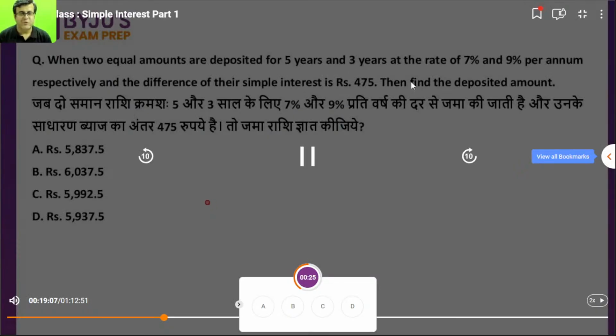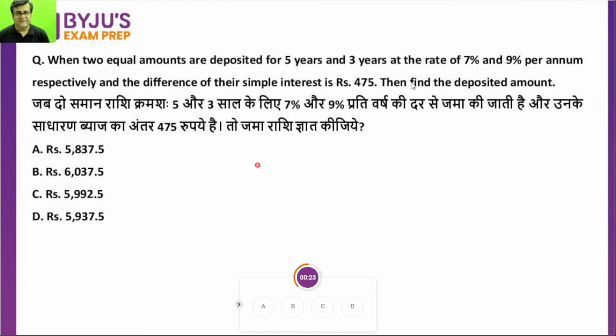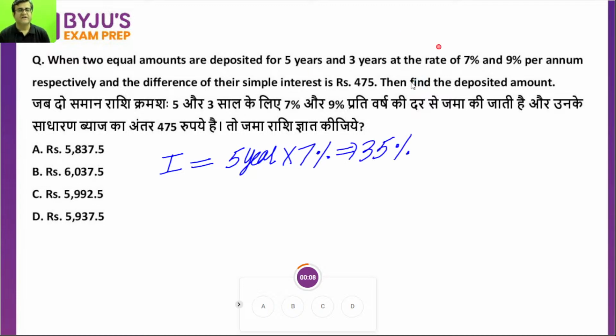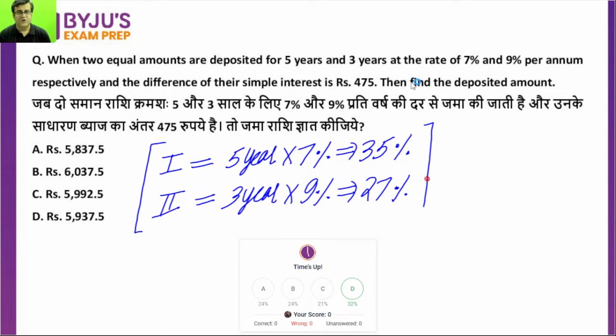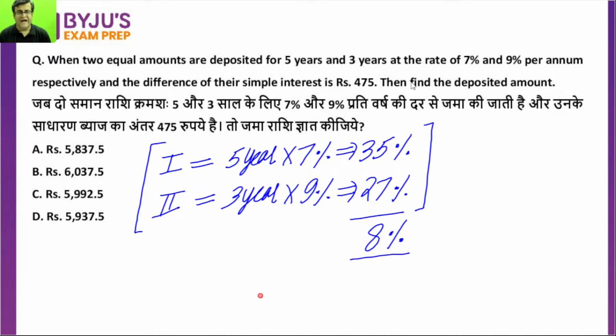When two equal amounts are deposited for 5 and 3 years at the rate of 7% and 9% per annum, the difference between their simple interest is 475. Find the deposited amount. In the first case, the time is 5 years and the rate is 7%, so how much is the total interest? 5 sevens are 35%. In the second case, it is 3 years and the rate is 9%, 9 threes are 27%. Is this clear? So the gap between these two is 8%. Do you understand? The gap is 8%.